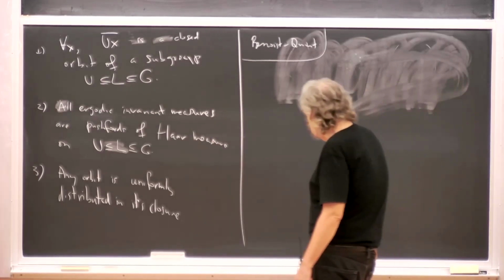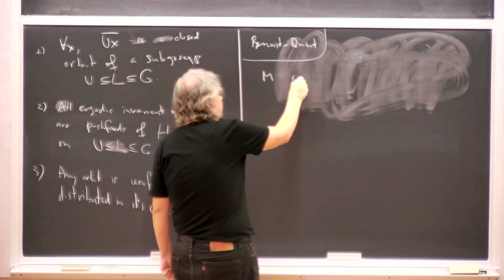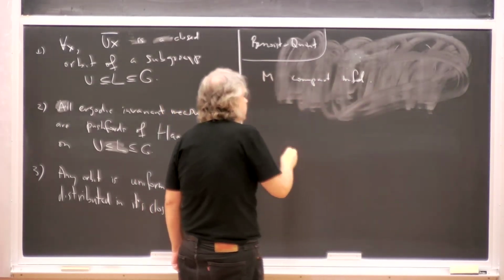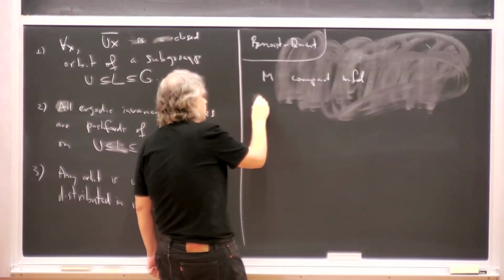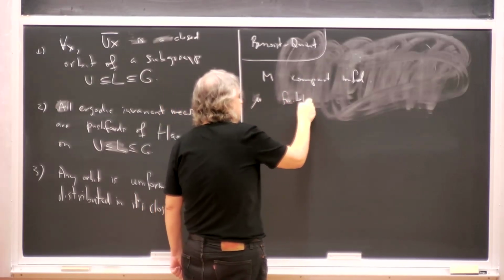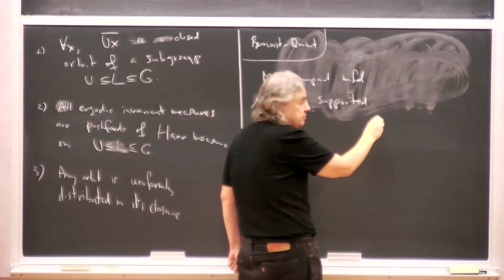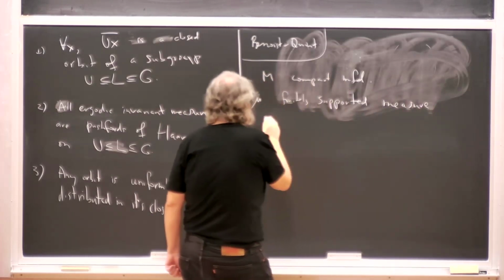But so what is the theorem that I'm going to talk about? I'm going to take M to be some sort of compact manifold, and I'm going to pick mu, maybe a finitely supported measure on the diffeomorphisms.